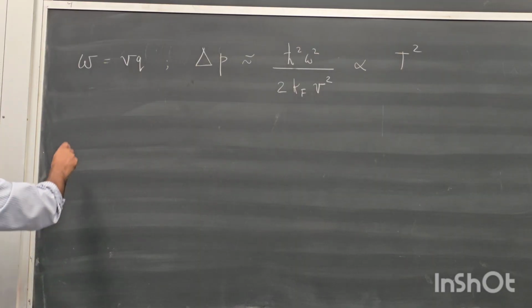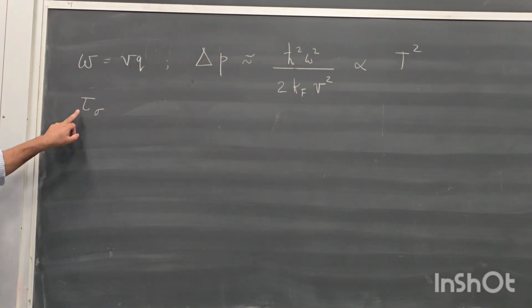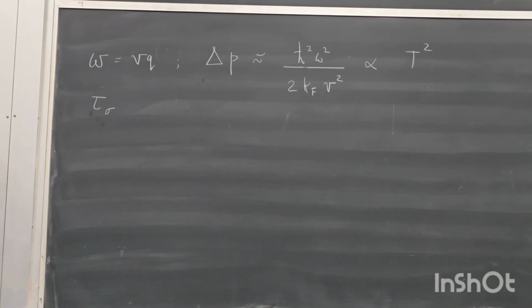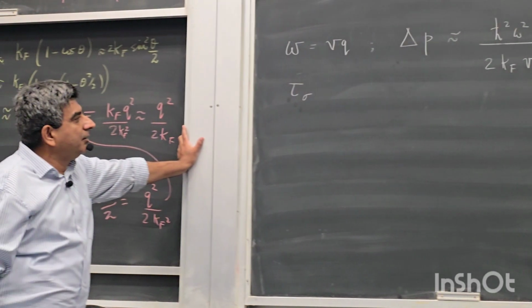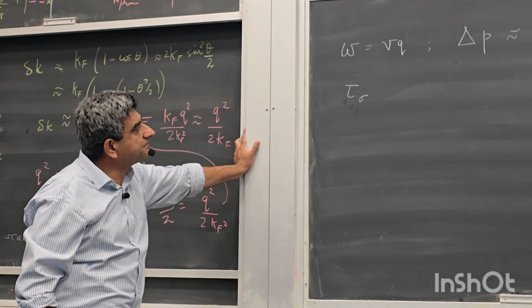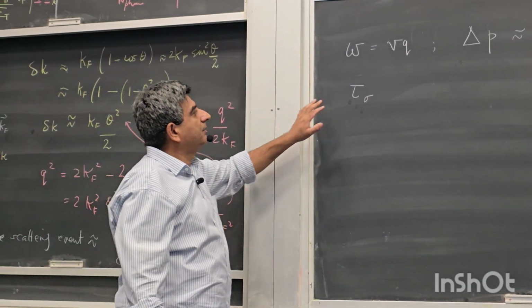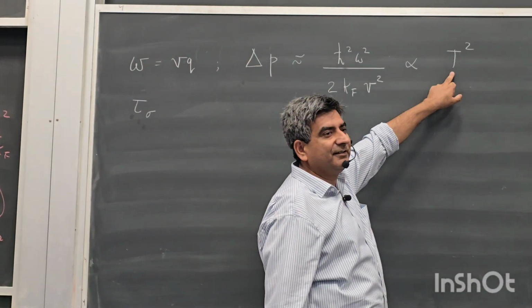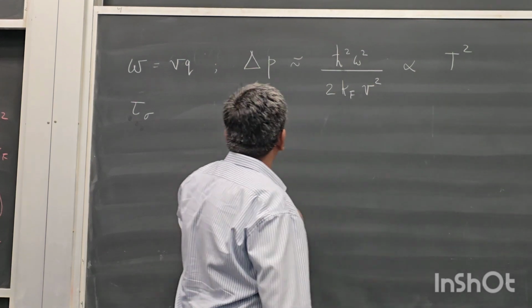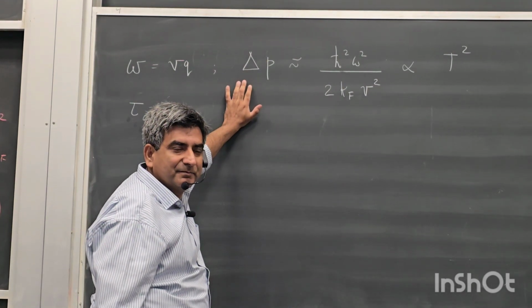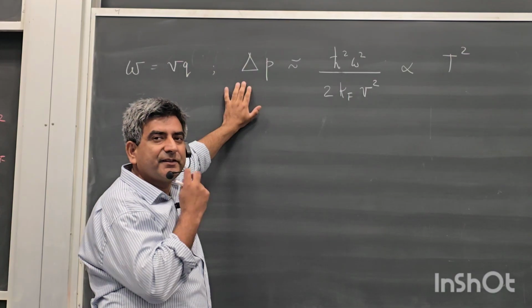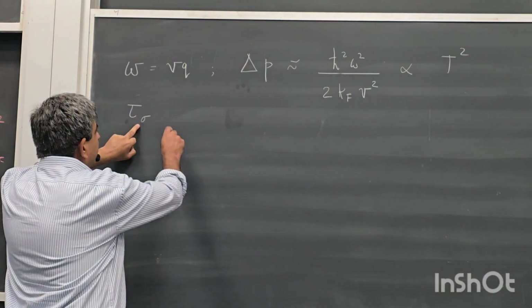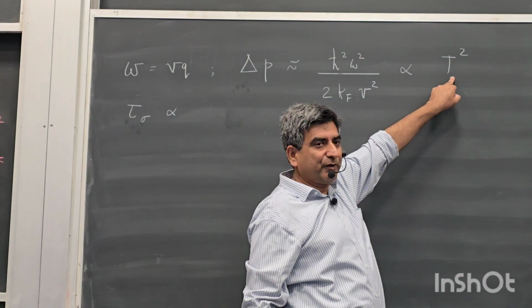Now if you look at the time for scattering that contributes to electrical conductivity, we do know that if the temperature is higher, there will be a greater loss in momentum, which is what we need for relaxation. So this tau will be inversely proportional to the square of temperature.